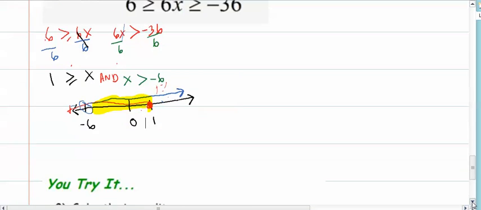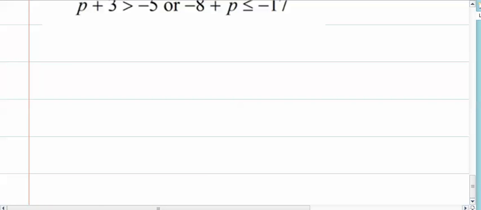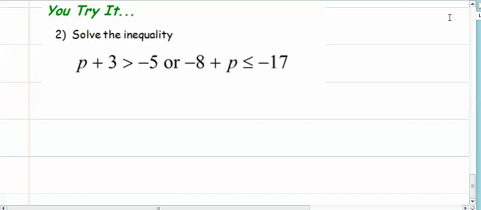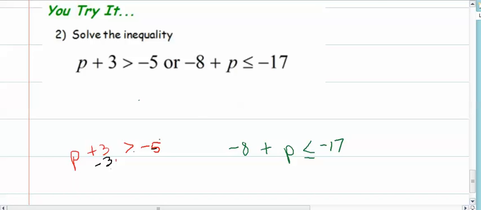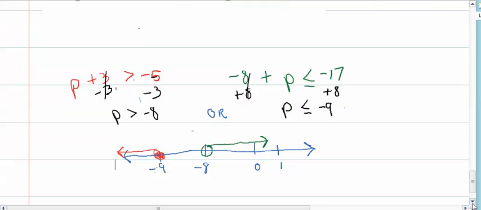Alright, next one. Try this one for me. This is an OR problem. Again, we'll pause it, and then we'll come back, and you can check your work against mine. Okay, so here's the work that I did on that one. I've set it up into 2 separate equations, and we solved, and then we graphed.